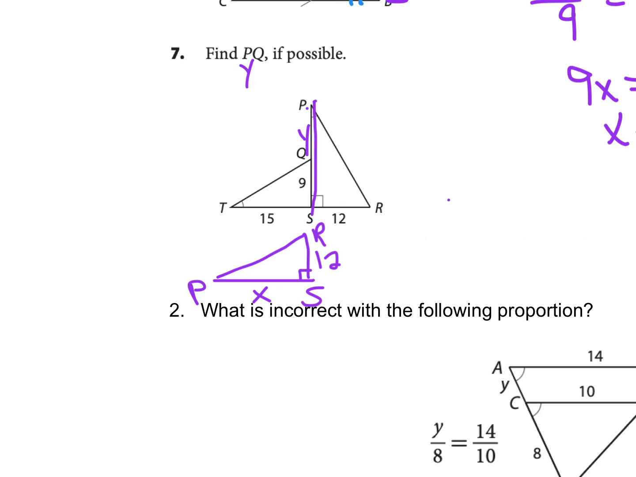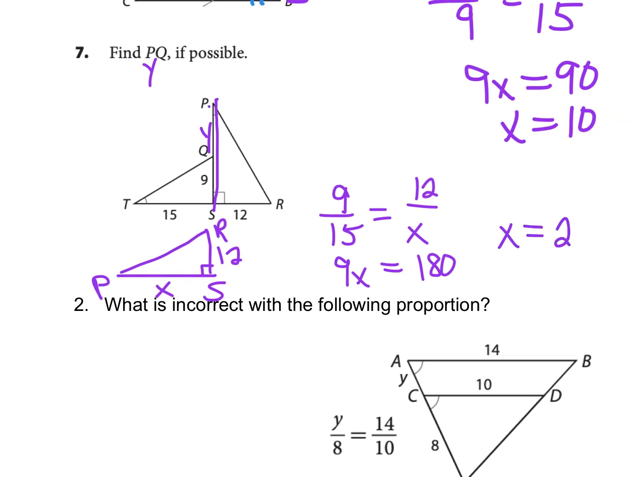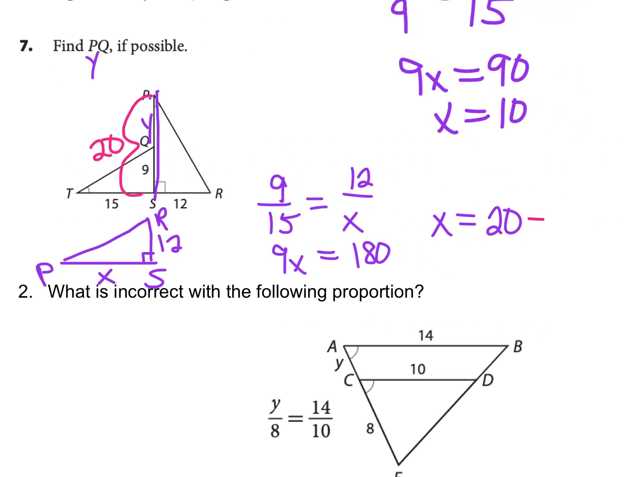So I got side is to bottom as side is to bottom. So 9x equals 180. So x equals 20. Now x is this whole thing. Okay, so 20 minus 9 will equal my y. So y has to be 11.